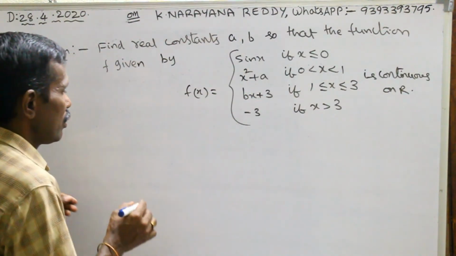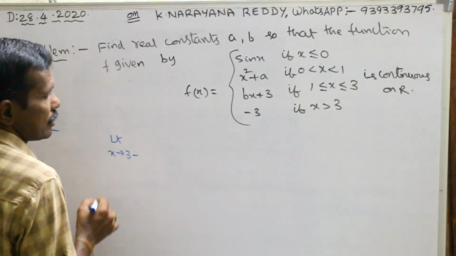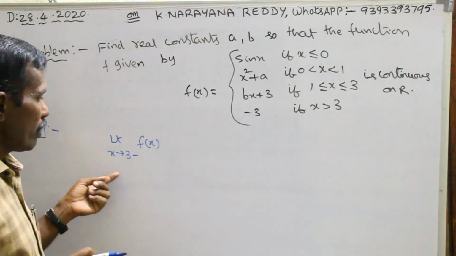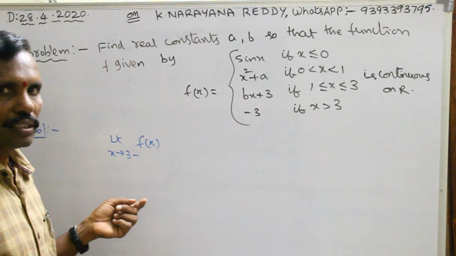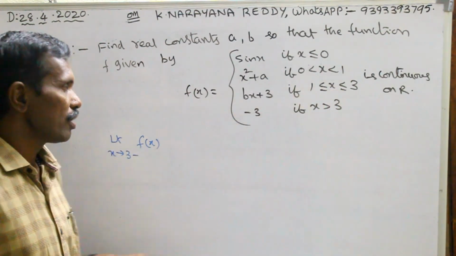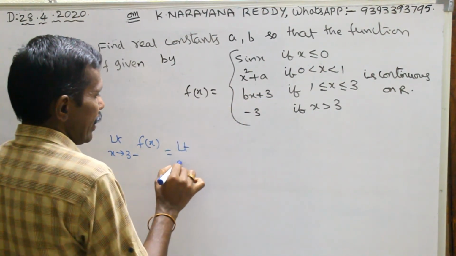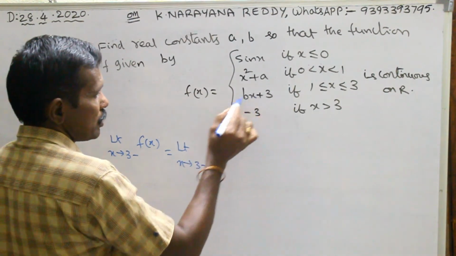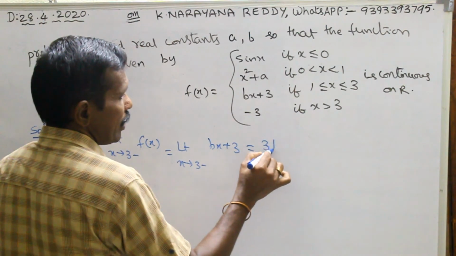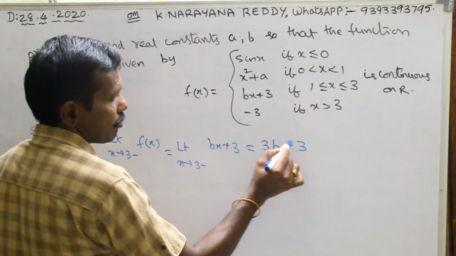Now let us take 3. Limit x tends to 3 minus of f of x. Here x value is less than 3. That means x is between 1 and 3. So we want to take this one. Limit x tends to 3 minus of bx plus 3. That means 3b plus 3.